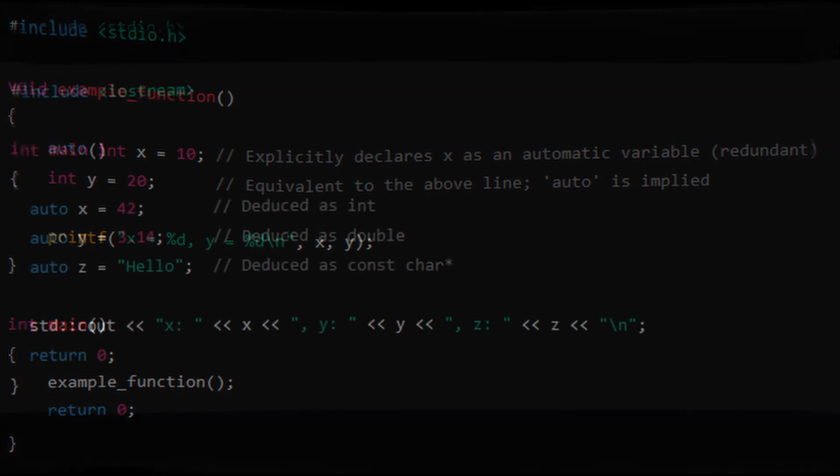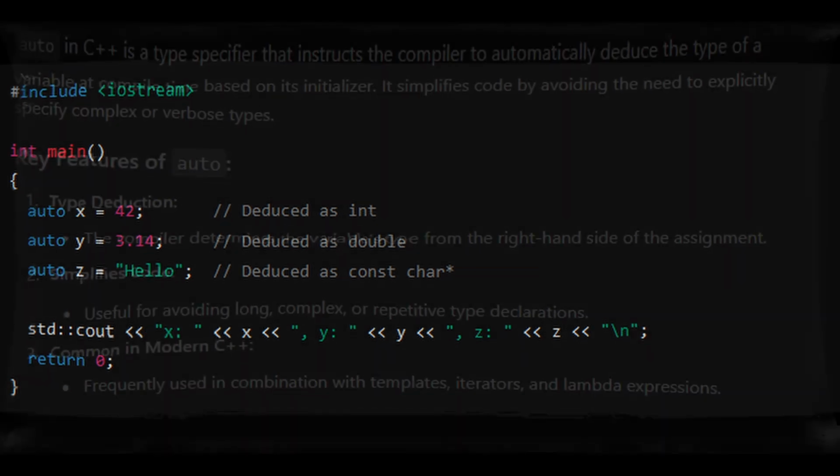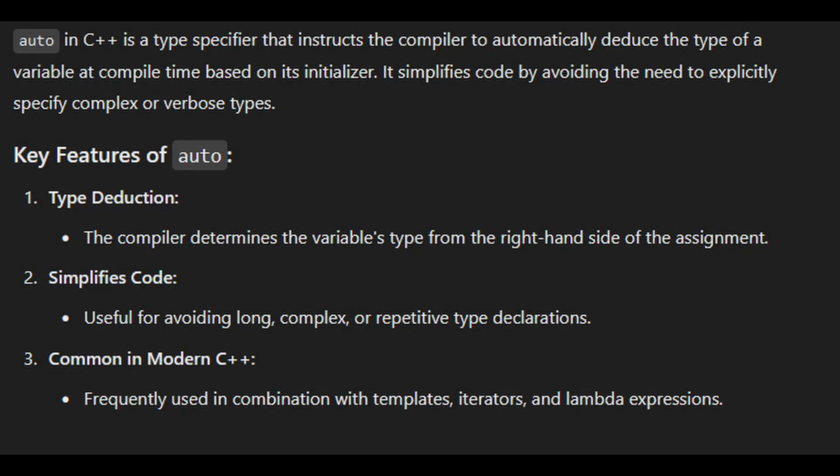One of the most handy tools that you can use it for is to declare variables when you do not know the type, which could take a lot of work to find. You just use the auto keyword and it'll automatically assign the type to your variable. In summary, it really just simplifies your code. And in modern C++, you can use it in combination with templates and iterators.